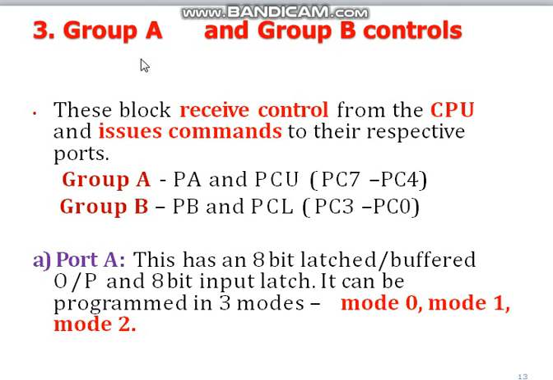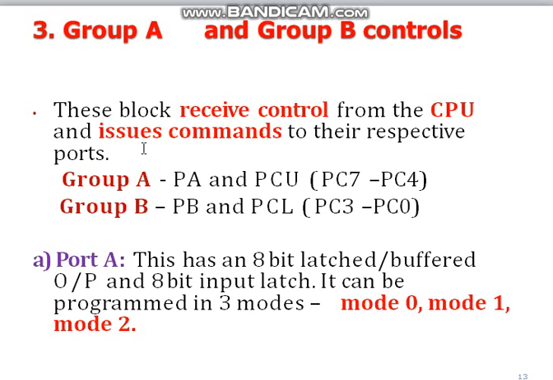Then you have got your group A and group B controls. Group A consists of your port A and port C upper, and group B consists of port B and port C lower. You will have different controls for group A and a different control for group B.